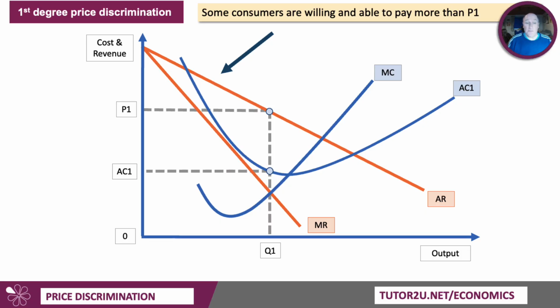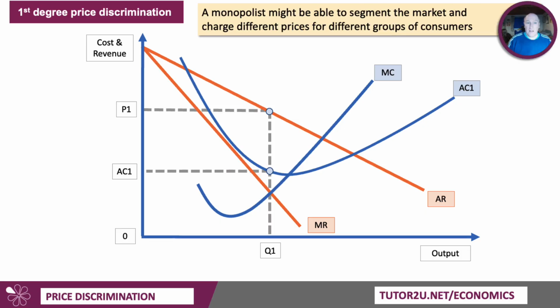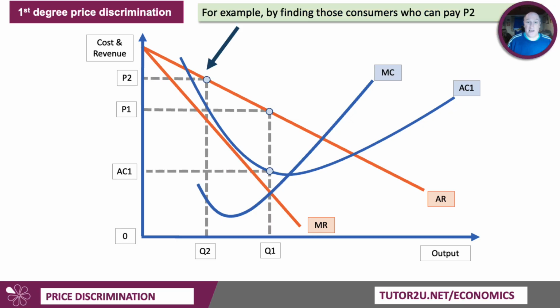However, some people are willing to pay more than that. So if you charge one price P1, there are some consumers who'd be willing and able to pay more than P1, the demand curve that lies above P1. So monopolists might be able to segment the market and charge a different price. If they can find those people and perhaps negotiate an individual sale with them, they can extract more consumer surplus. For example, some people might be willing to pay P2, a higher price, so you sell slightly fewer units to those people and charge a higher price. That way you can extract more consumer surplus and extra profit.